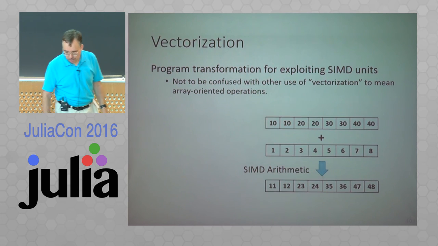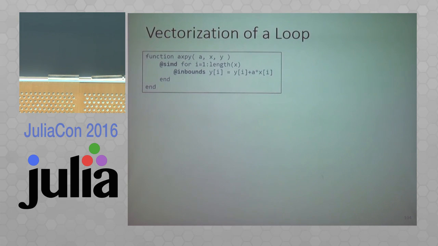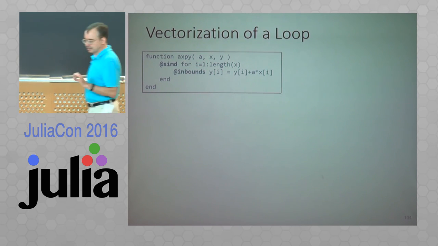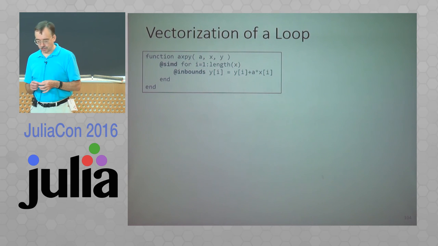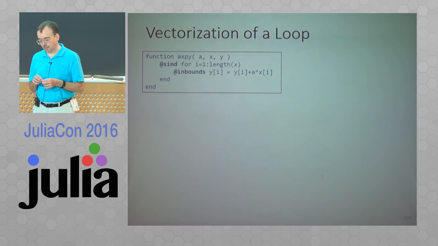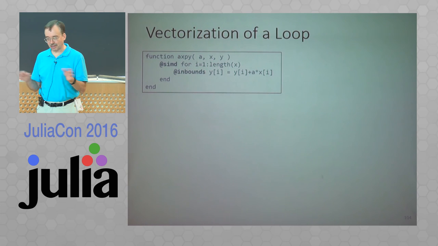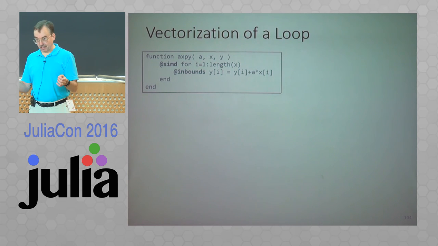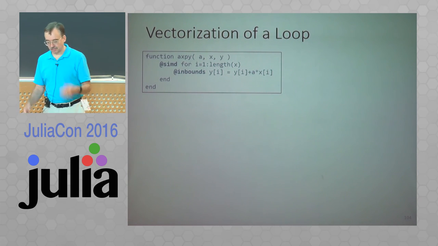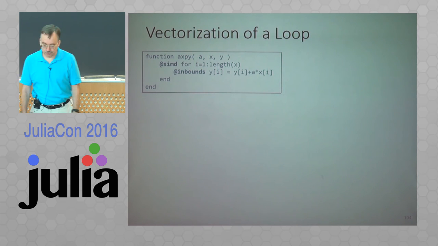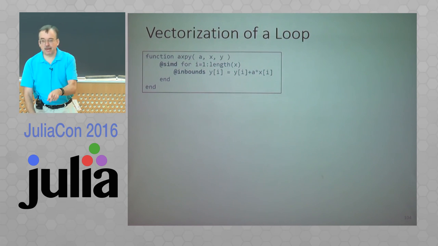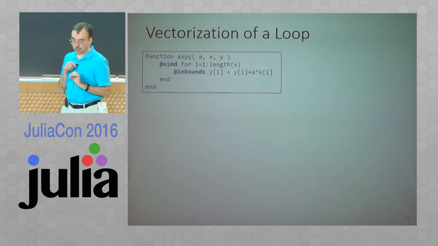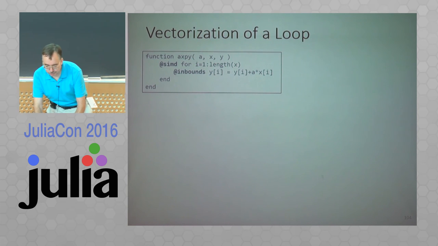So given a loop, I have to mark it with two things here. I have to mark it @simd, and that tells the compiler to try to use SIMD instructions, and also tells the compiler that each iteration is independent. The kth and the jth iterations have no effect on each other, for k and j different. And then @inbounds, I have to do that to turn off the subscript checking. That's a requirement right now.